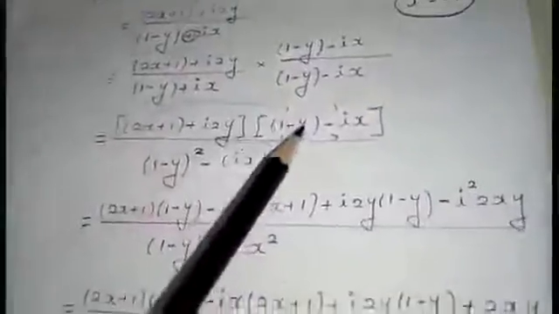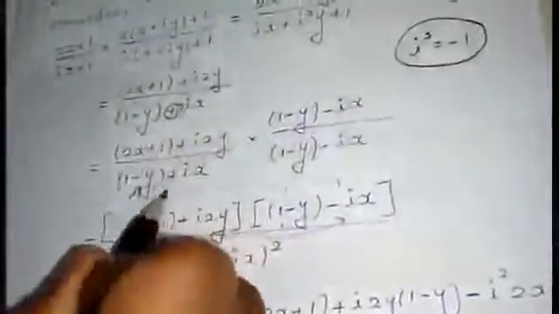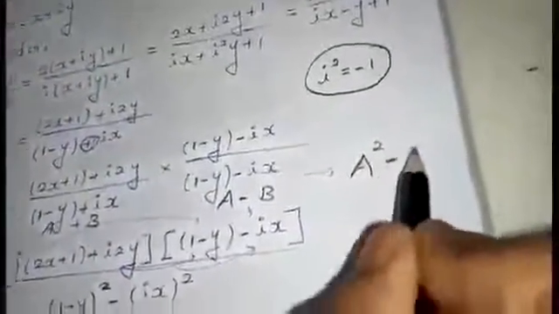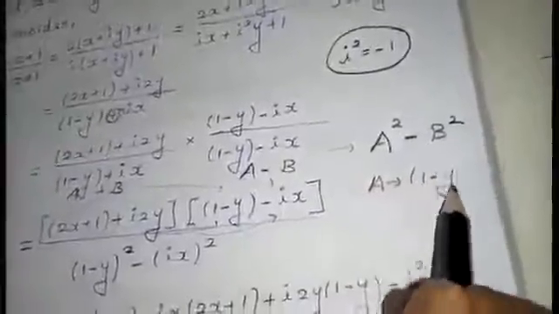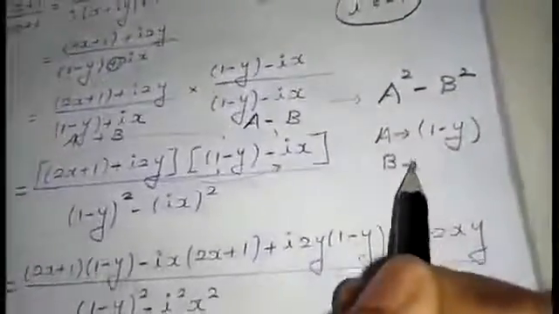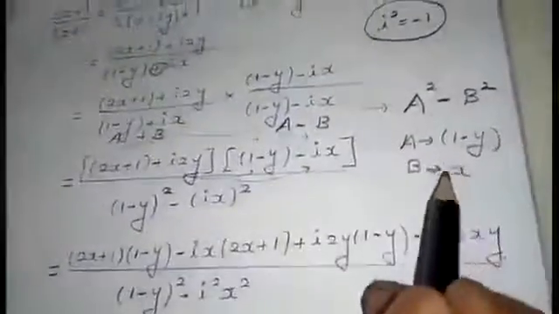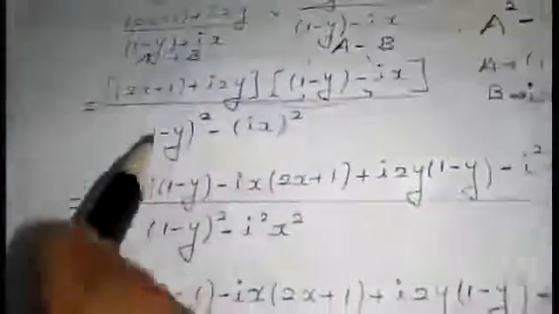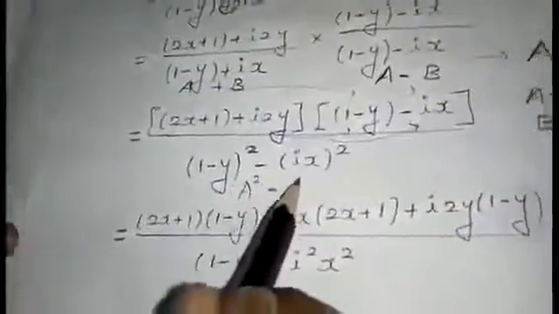Simplify the terms. In the denominator, if you see, I am having it in this form, that is, a plus b into a minus b can be written as a square minus b square. That is the algebraic formula, a square minus b square. In place of a, I am having 1 minus y. In place of b, I am having ix. So be clear, in place of b, I am having ix. So I am writing like that. That is a square minus b square, students.